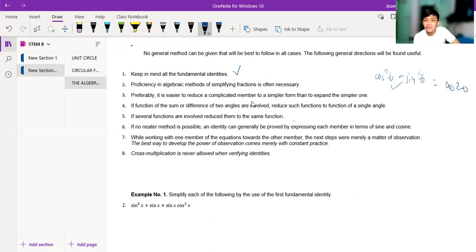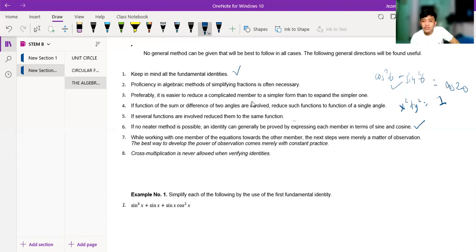If neither method is possible, an identity can generally be proved by expressing each member in terms of sine and cosine. So, this is what I use most, if you ask me. What I do is put every identity in sine and cosine. I remove tangent and cotangent, secant and cosecant. All of them become sine and cosine. And then I treat them as algebra. So, let's say sine equals x and cosine is equal to y. And that's it. Or the reverse. So, cosine is equal to x and y is equal to sine. Then, we treat them as algebra, where x squared plus y squared is equal to 1. Something like that. Okay?